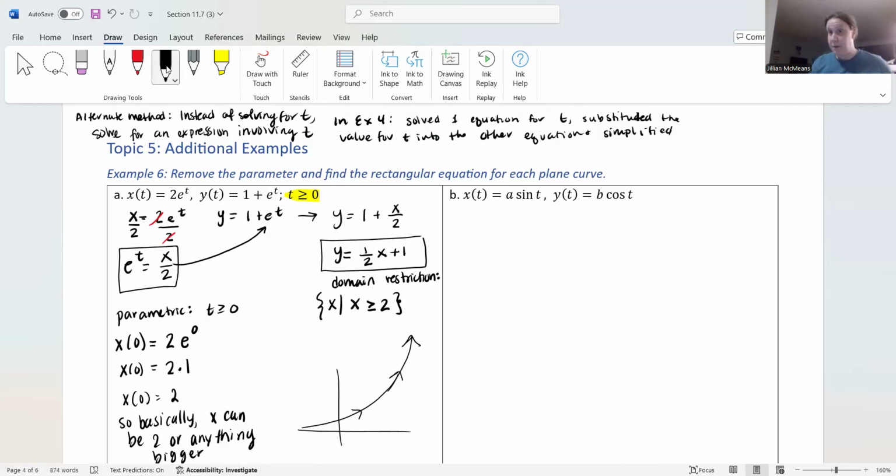Okay, so do be very mindful of that because sometimes you're going to be given some restriction on your parametric equations and you need to see how that's going to impact your rectangular equation.